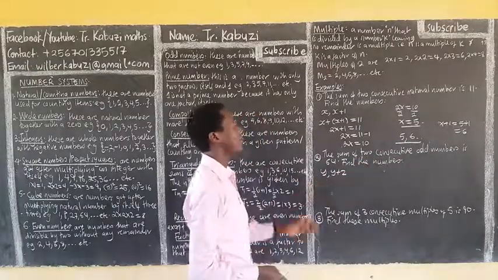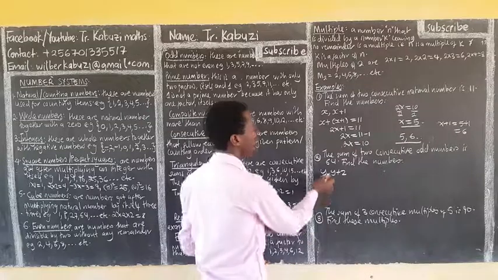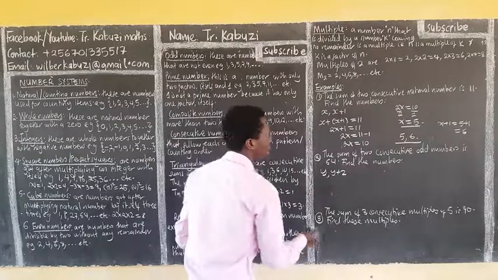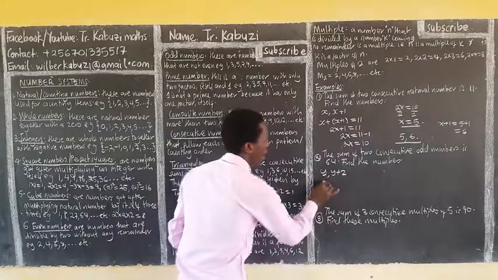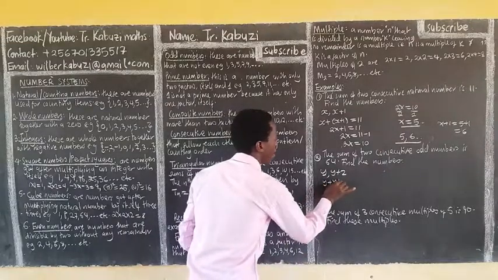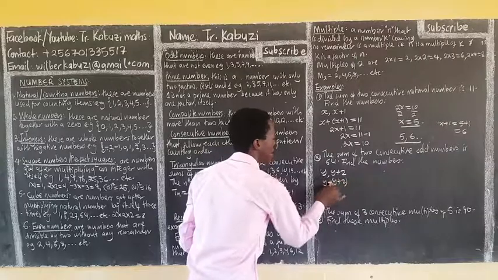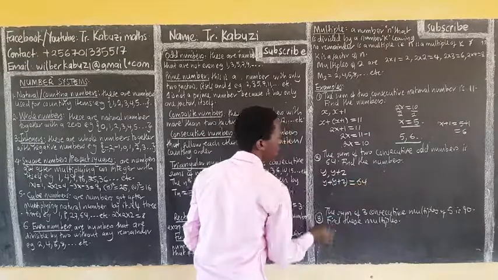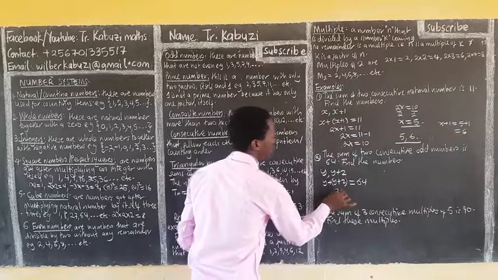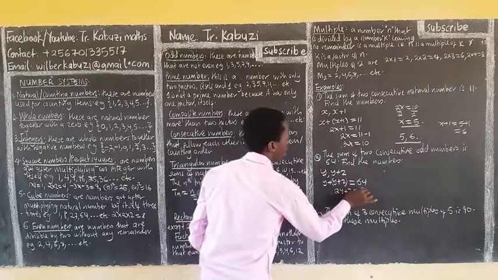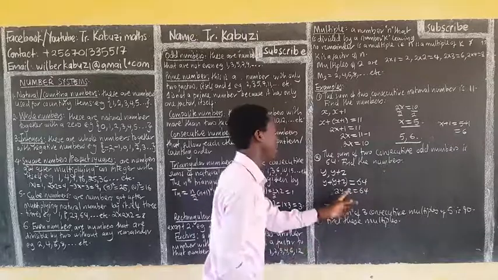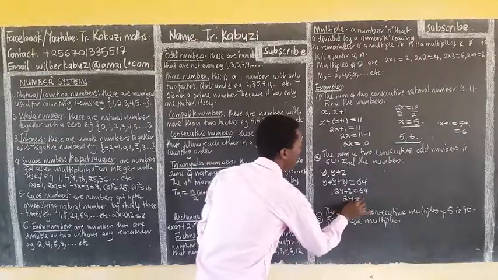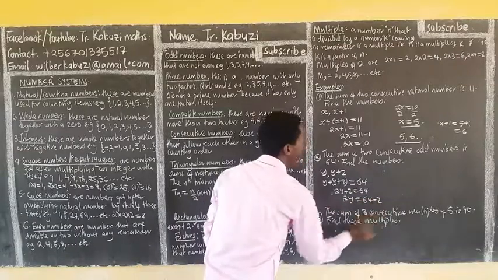They are telling me that if you sum these, we get 64. So when I add y plus y plus 2, I should get 64. When I add y plus y, we get 2y plus 2 equaling 64. Subtract 2 this side and subtract 2 this side, we have 2y equaling 64 minus 2.